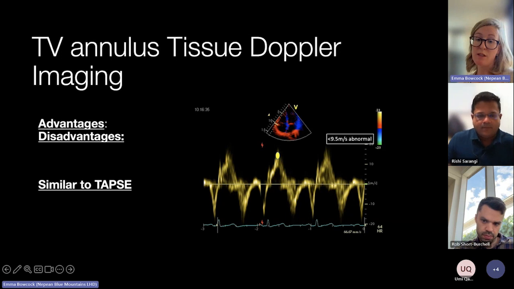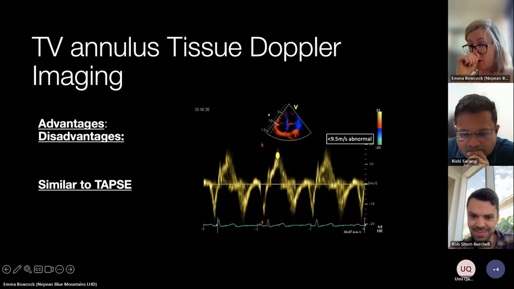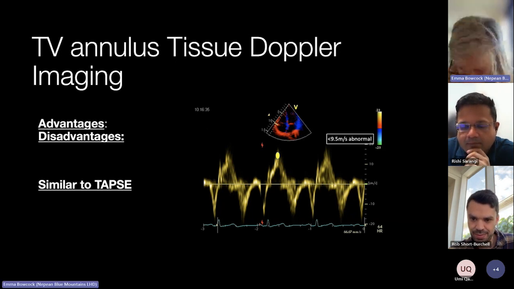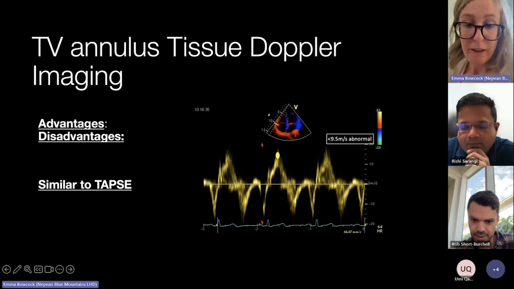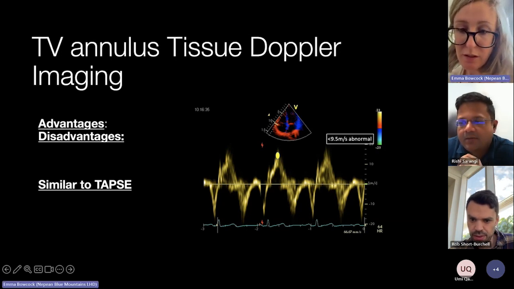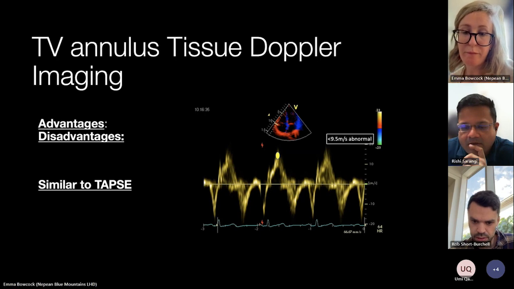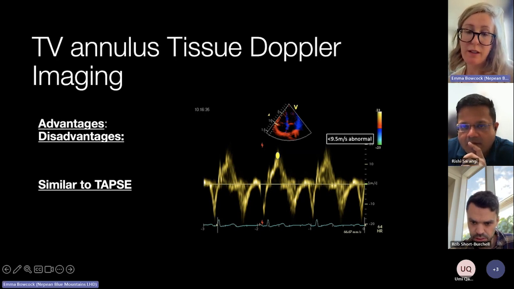So what's this little spike here, guys? What's this little spike here? Anyone? You can see it there as well, and here, before the S wave. Yes, yeah. That's isovolumic contraction time. Very nice, Rishi.